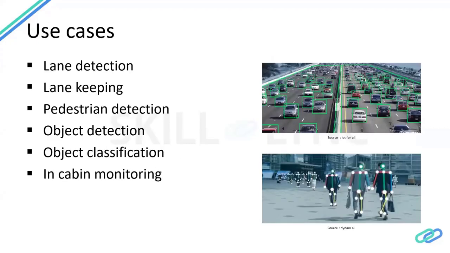Use cases would be lane detection, lane keeping, pedestrian detection. As you see in the second image, the computer vision algorithms are even able to pick up the pedestrians' key points on the body and track their movement. Then object classification and in-cabin monitoring. This is one of those topics that I'm working on, where we'll be monitoring what's going on inside the vehicle, and many vehicles are coming up with this.